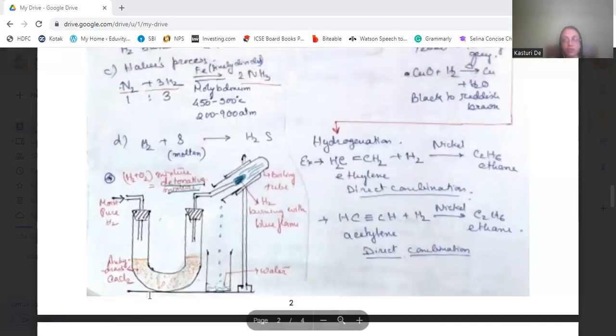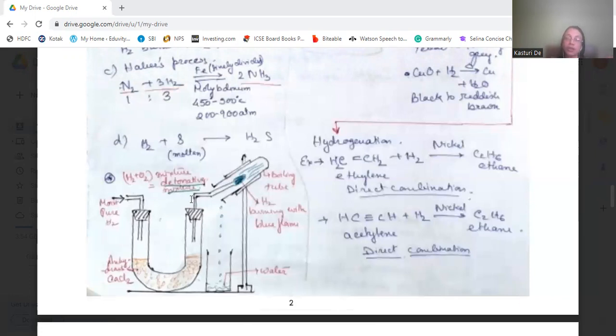Moist, pure hydrogen is passed through. Other impurities are removed, only moisture is there, so that is absorbed by the anhydrous calcium chloride. And what happens? The gas which is passing through contains only pure hydrogen without any moisture at all. Okay, so that will burn in oxygen.